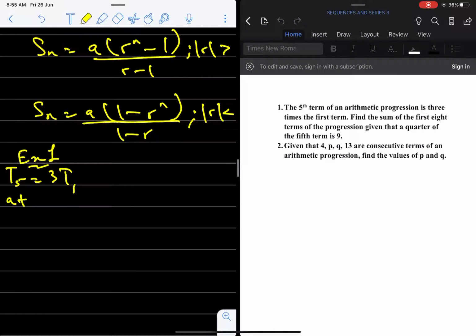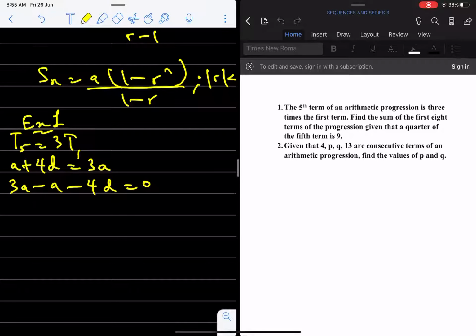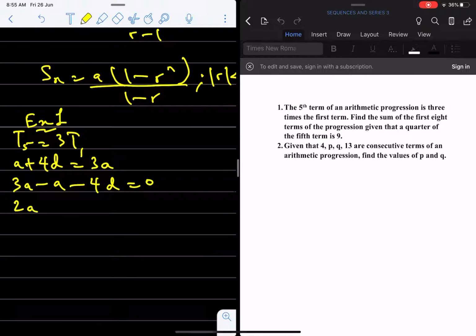And we know that the fifth term of an arithmetic progression is defined by a plus 4d, and its first term is a. So that means a plus 4d equals 3a. Now, this is the same as 3a minus a minus 4d equals 0. That's moving everything on the right-hand side to the left-hand side. And that means 2a minus 4d equals 0. If we divide through by 2, we're going to have a minus 2d equals 0. Let me call that equation 1.